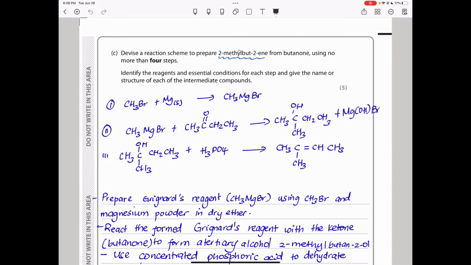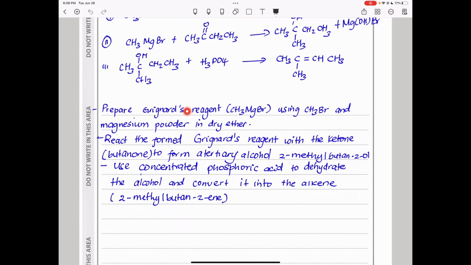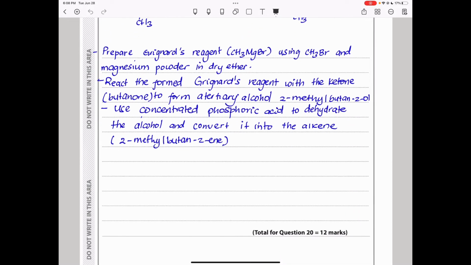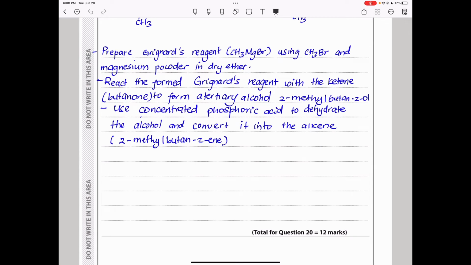So again, in writing, I said prepare Grignard's reagent using CH3Br and magnesium powder in dry ether. That is important. And then react the formed Grignard's reagent with a ketone, here butanone, to form a tertiary alcohol, which is that. And then we'll use concentrated phosphoric acid to dehydrate the alcohol and convert it into the alkene we were looking for. I hope you understood that. This brings us to the end of question 20. Let us go to question 21.